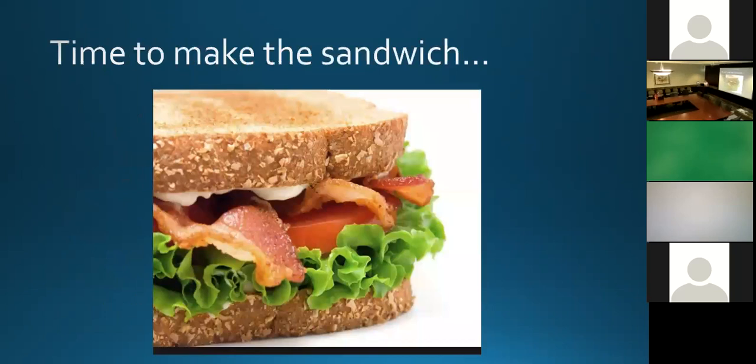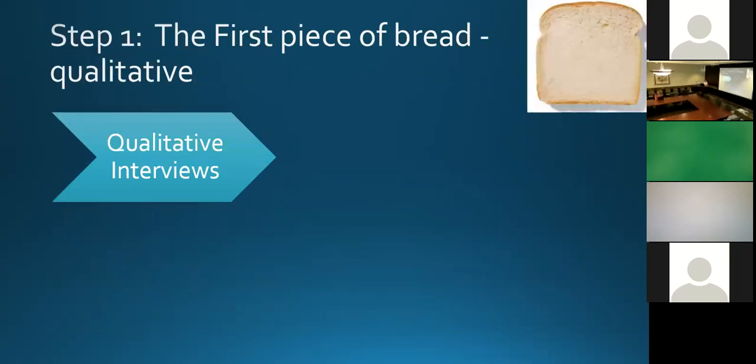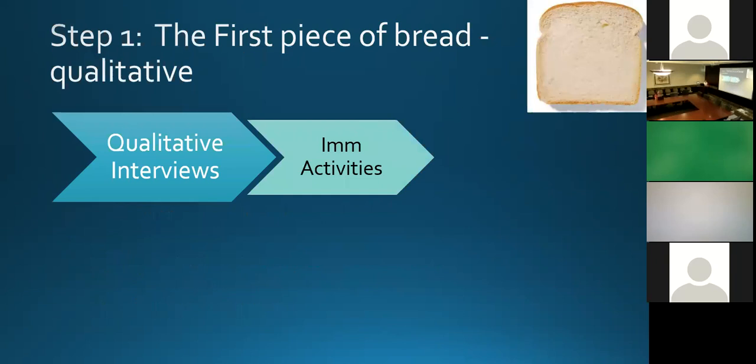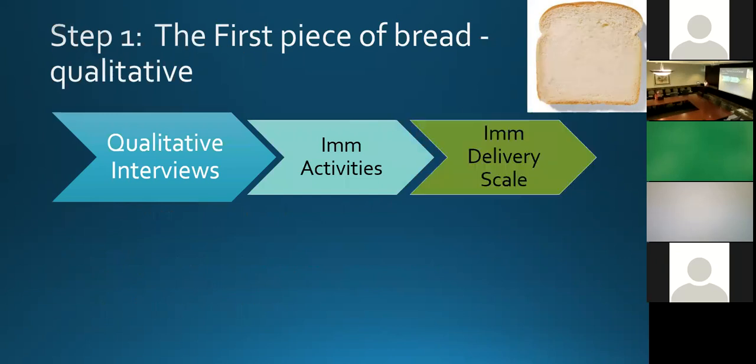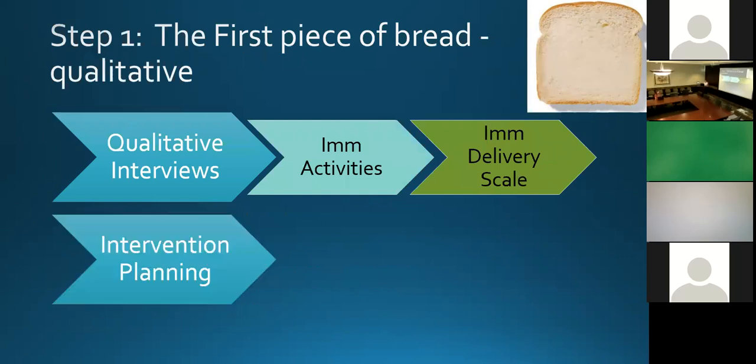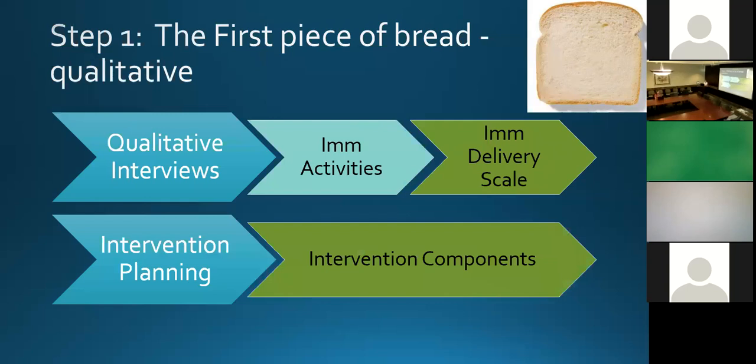Okay, so now it's time to make the sandwich. So we're going to start with the first piece of bread, which was qualitative. So we did qualitative interviews, and these were used to inform the research team about what immunization activities were actually already ongoing in these practices. And this resulted in one end product that I'm going to describe in some detail called an immunization delivery scale. The second thing that we did in this first qualitative step was we did some fairly intensive intervention planning and came up with a second end product, which was a list of intervention components that we wanted to actually implement in our trial.